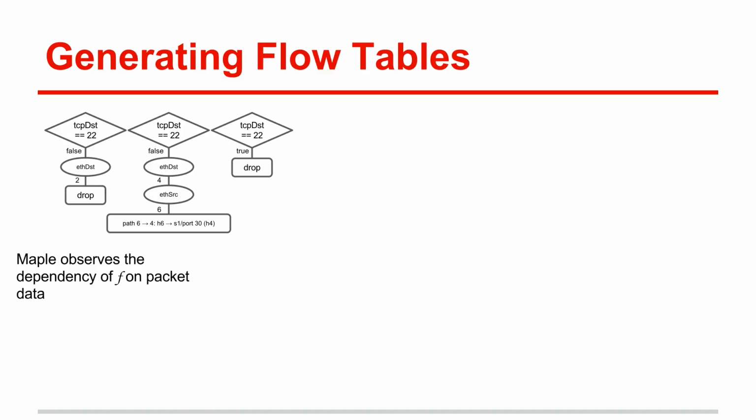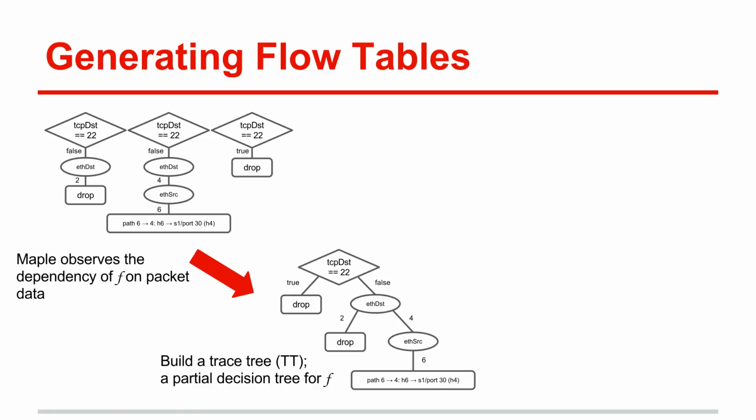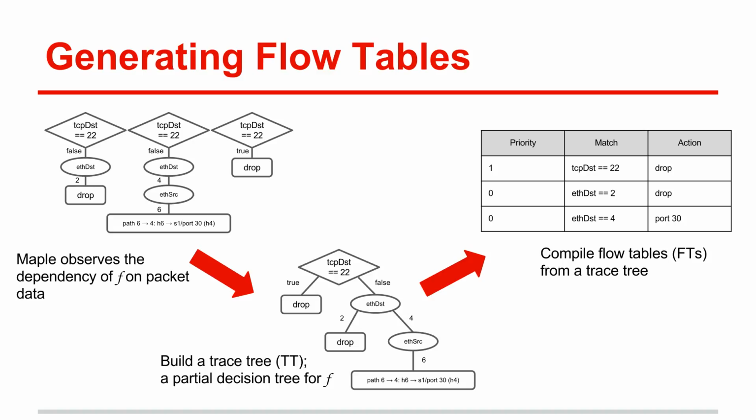What the Maple programming abstraction can do is observe the dependency of f on packet data. For every observation, or every series of observations, it computes a trace. A trace is basically a series of assertions or observations about what kind of read happens. The leaf of each trace is an action, something like drop or it specifies a path. Once those traces are in place, they can be combined to build a trace tree, which is a partial decision tree for that function f. At any given time, we may not have reached all execution branches of f, but whatever packets we've seen can be used to build this partial decision tree. The benefit of having the tree is that we can easily generate flow tables from the trace tree.